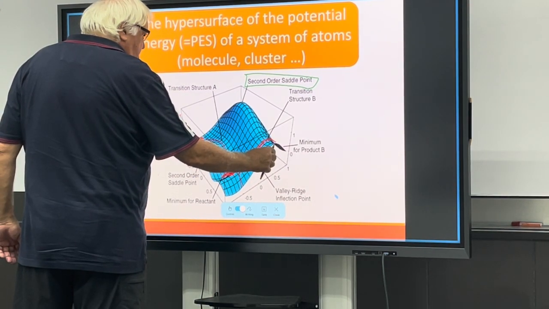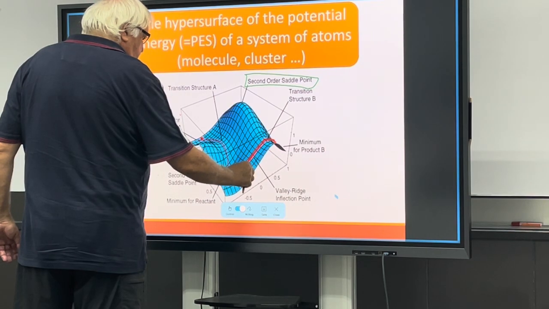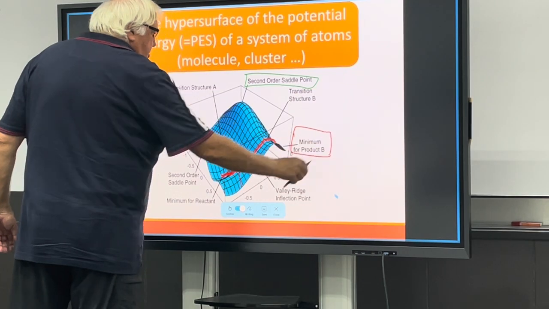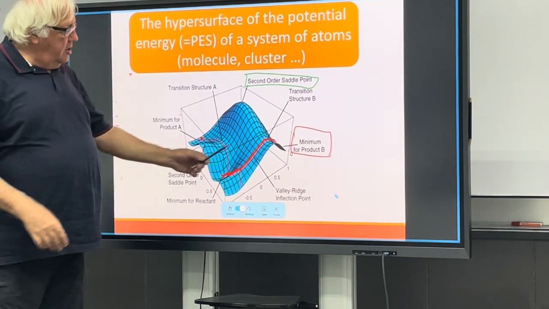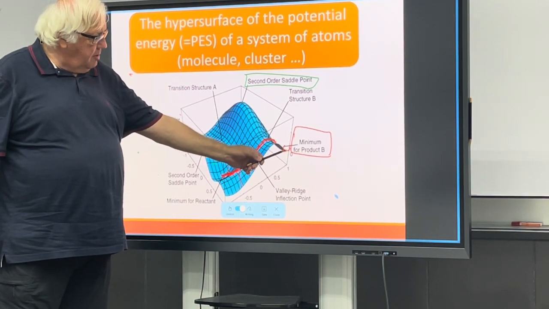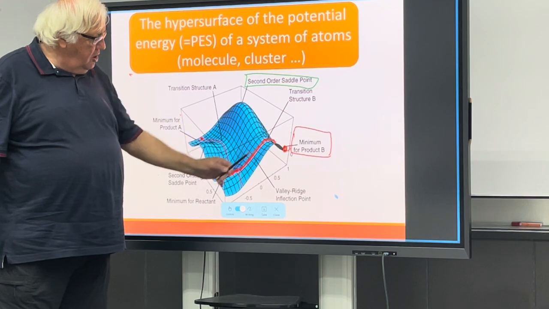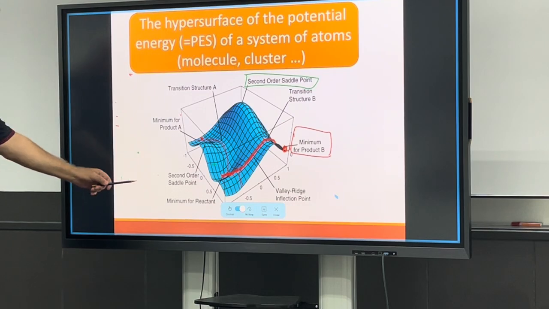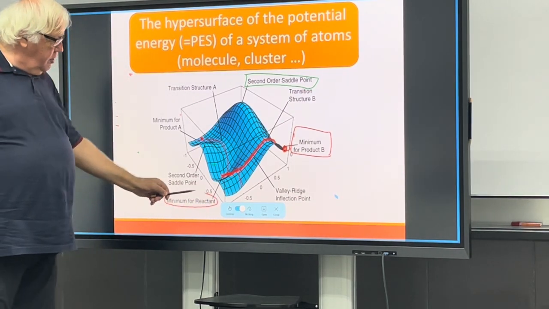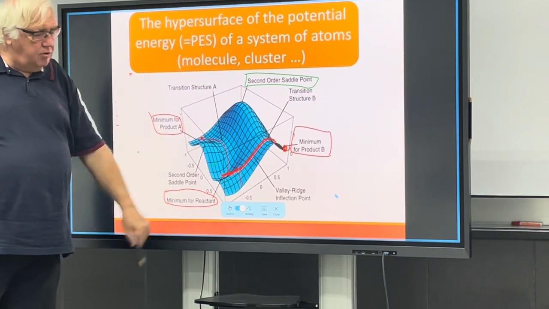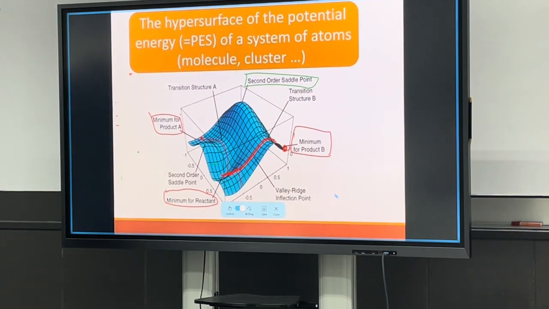It's another reaction where the other product is formed. So here this picture does not really show the minimum, but let's assume the minimum is here. And so from the reactants you can go to product A or you can go to product B. And that's very often the situation that you have a competition.